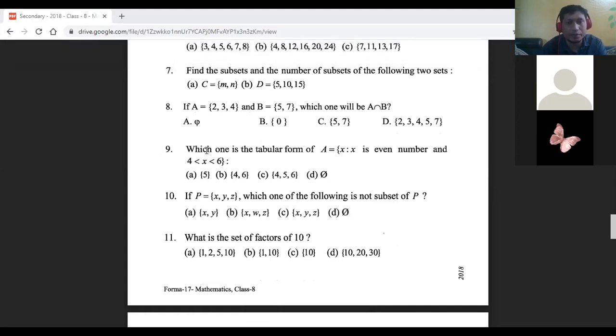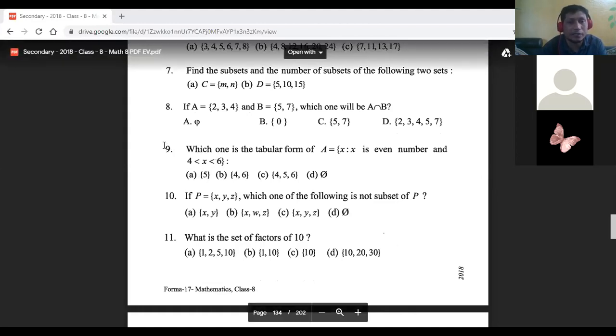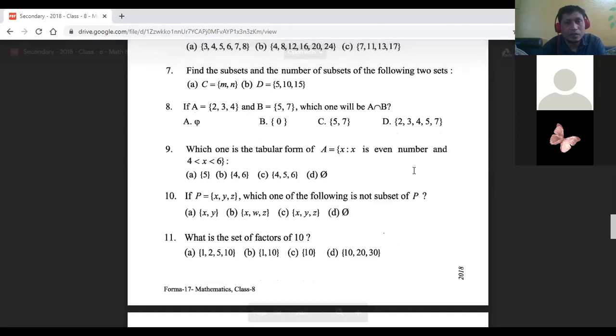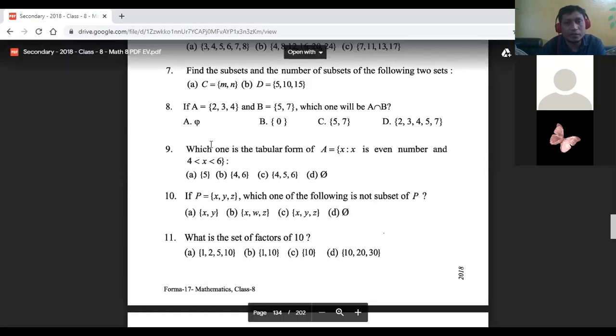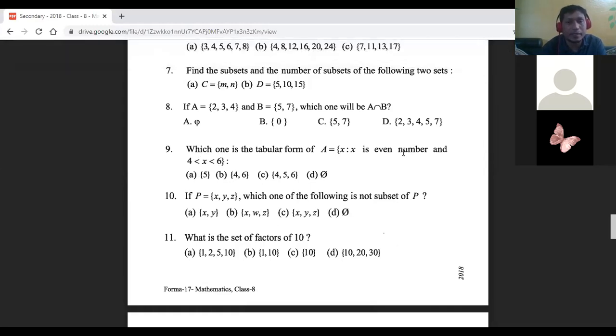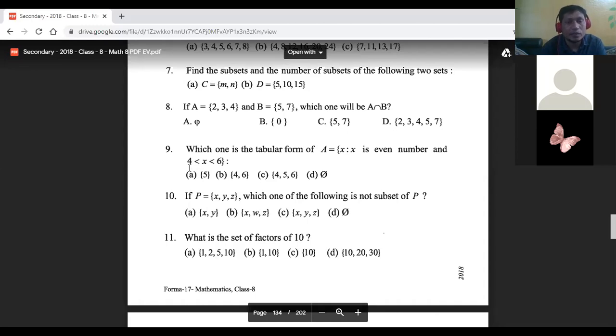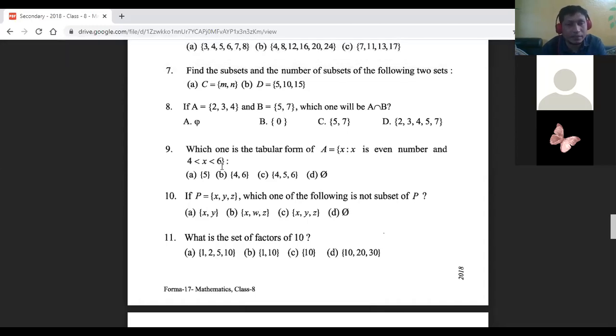Which one is the tabular form of A equal to X, where X is an even number and greater than 4, less than 6? Can anyone tell me which is correct for number 9? Hurry up. Within 1 minute, our meeting will be ended. A equals X such that X is even and greater than 4, less than 6. You will be very much benefited from number 9 because we have discussed the empty set today.